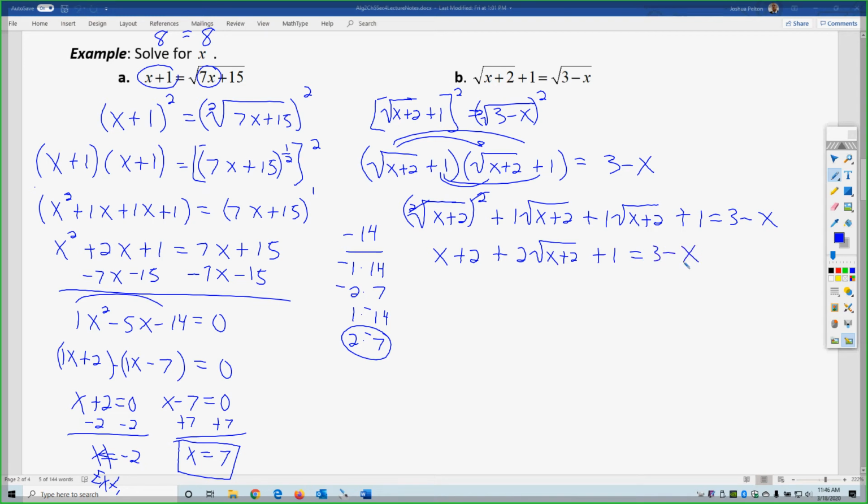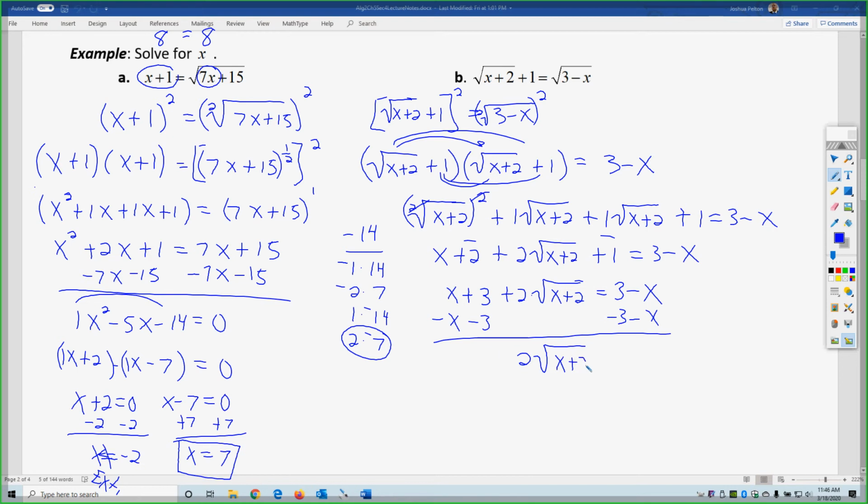So we'll combine like terms again. So we have x plus 3, because we have the 2 and the 1 there to combine, plus 2 root x plus 2 equals 3 minus x. So we'll combine further. Minus x and minus 3. So it gives me 2 root x plus 2 equals, well, that's going to be 0, so that's going to be minus 2x. Okay, so now we've got rid of one of the radicals, but not both.